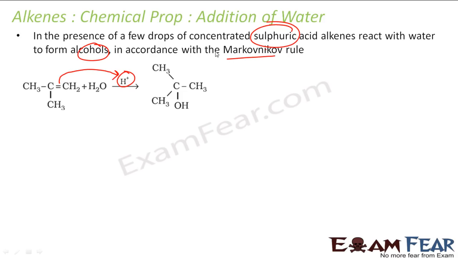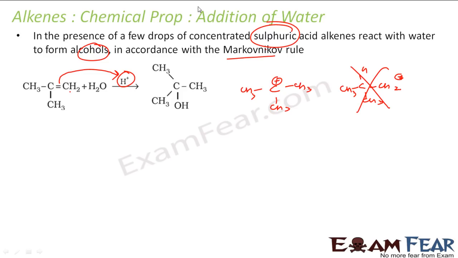So in the presence of sulfuric acid, water gets added. Let me show you this reaction. If you react with this, this hydrogen can add to this carbon or this carbon, two possibilities, right? We draw both the possibilities. One possibility, and the other possibility is hydrogen gets added here. If you see here, this one is tertiary and this one is primary carbocation. This is not stable, this is more stable, right? This is more stable, so this will be formed.